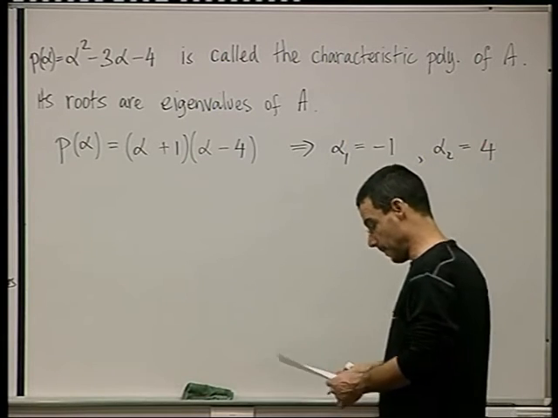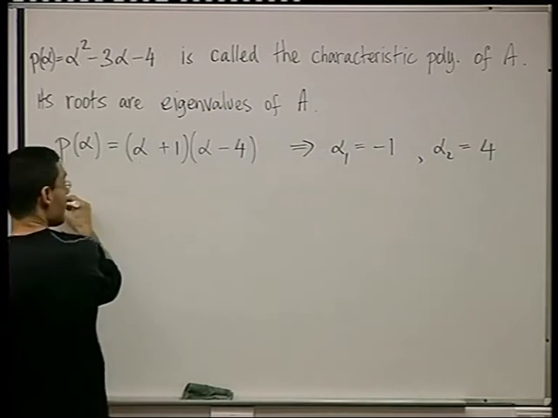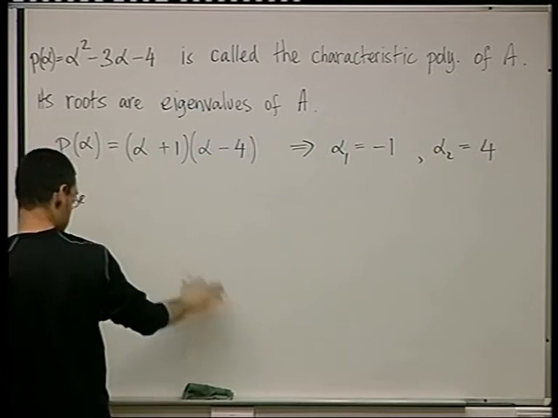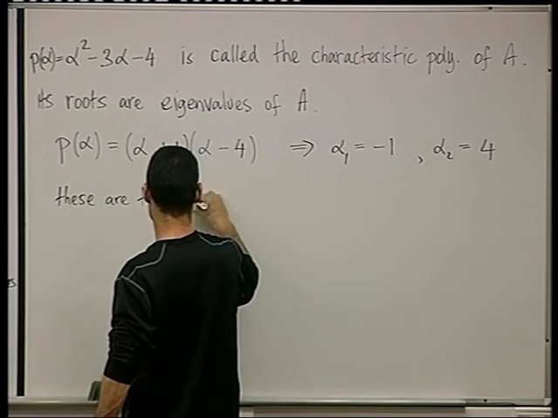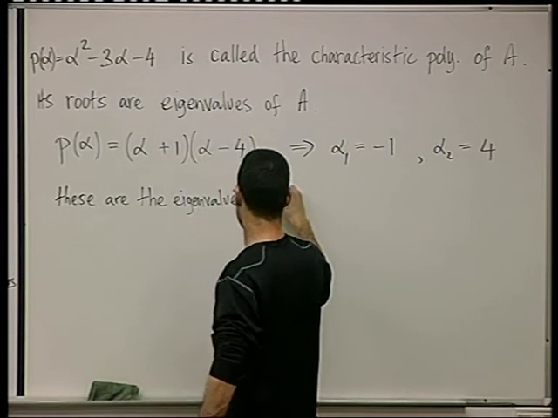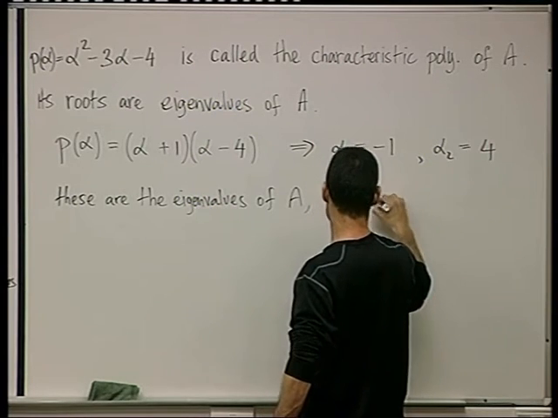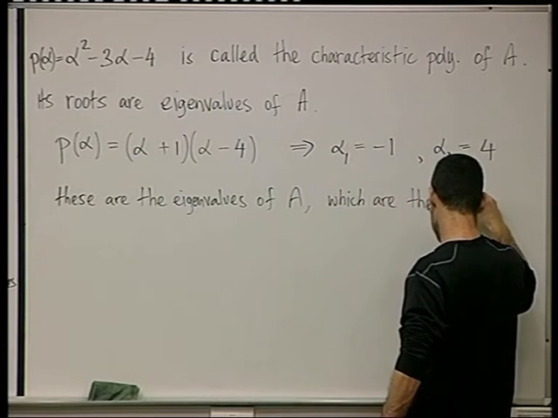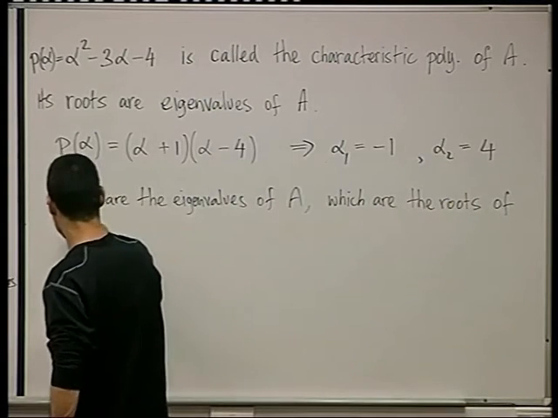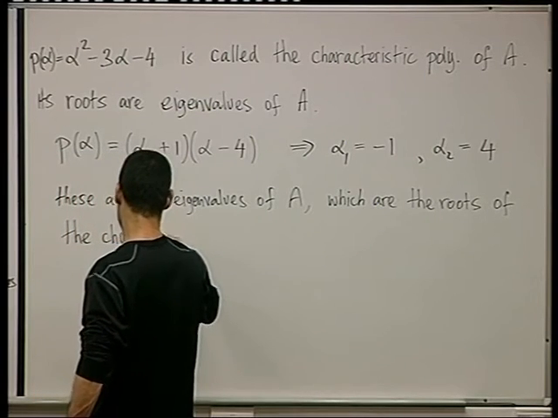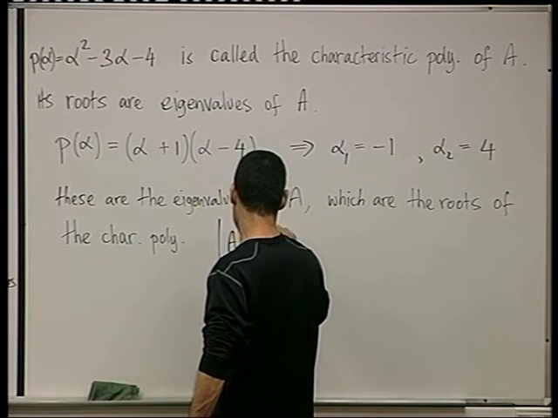Good? Okay. So these are the eigenvalues of A, which are the roots of, I'm saying things again and again, but we're building this, the roots of the characteristic polynomial, which is the determinant of A minus alpha I.